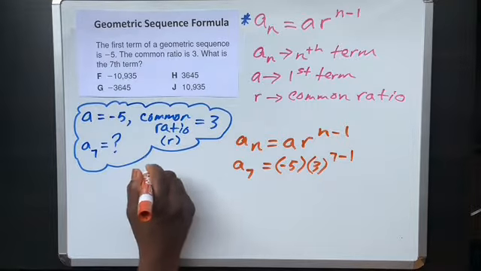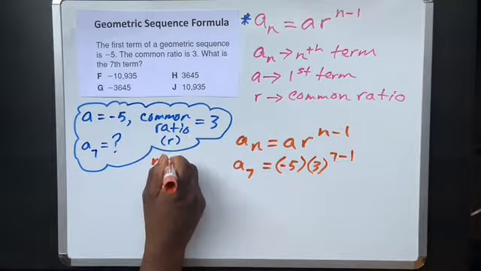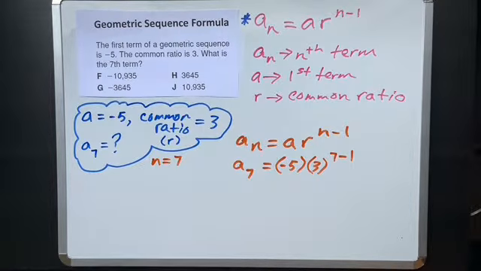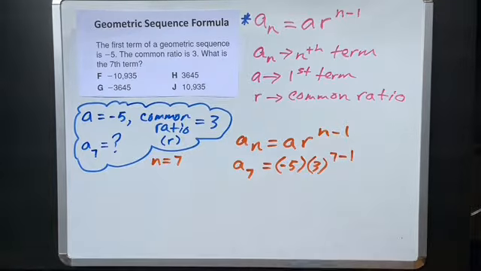Now, it's always good to mention that we know what n is. n equals 7 as well, okay? So let's check it and make sure we got everything right. We have a sub 7, the seventh term, equal to a, which is -5, times r, the common ratio, which is 3, and that 3 is raised to the 7 minus 1. All right, we're ready to keep going.